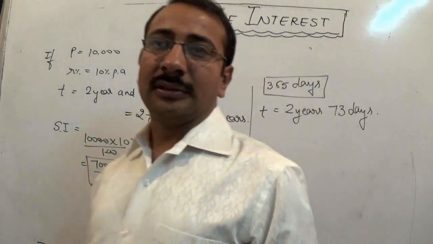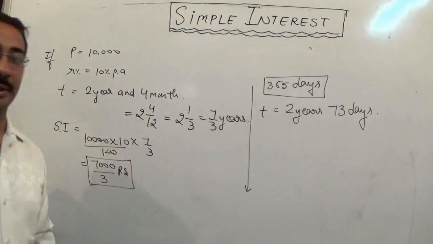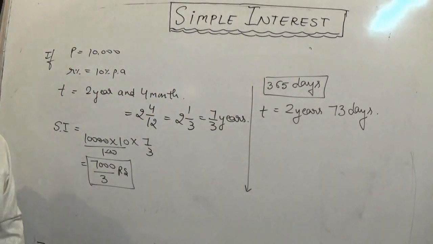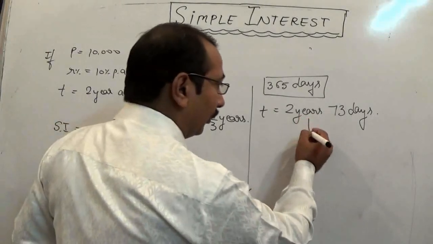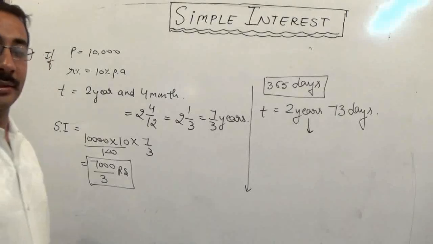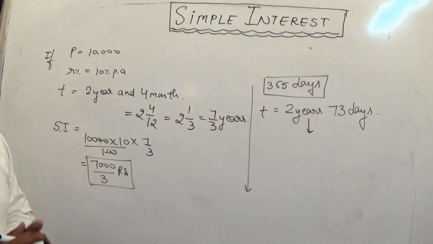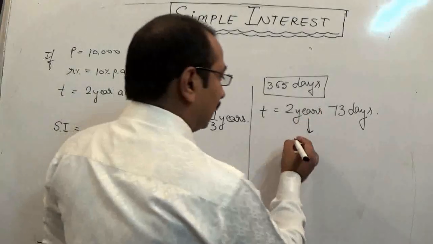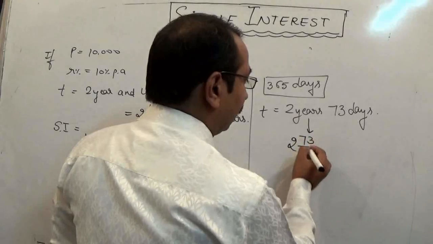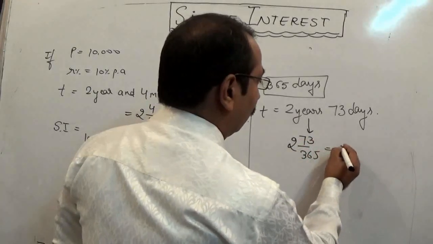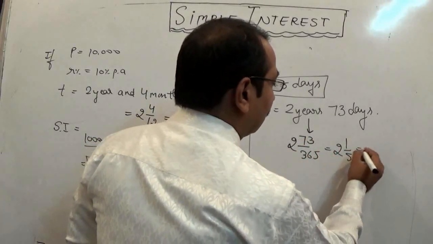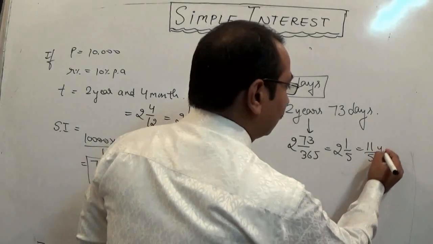Principal is 10,000, rate of interest is 10% per annum, and the timing is 2 years and 73 days. I have to find the simple interest. First step, I will convert the days into years. So 73 days is taken as 73 upon 365, or 1 by 5, so the time is taken as 2 1/5, that is 11 by 5 years.